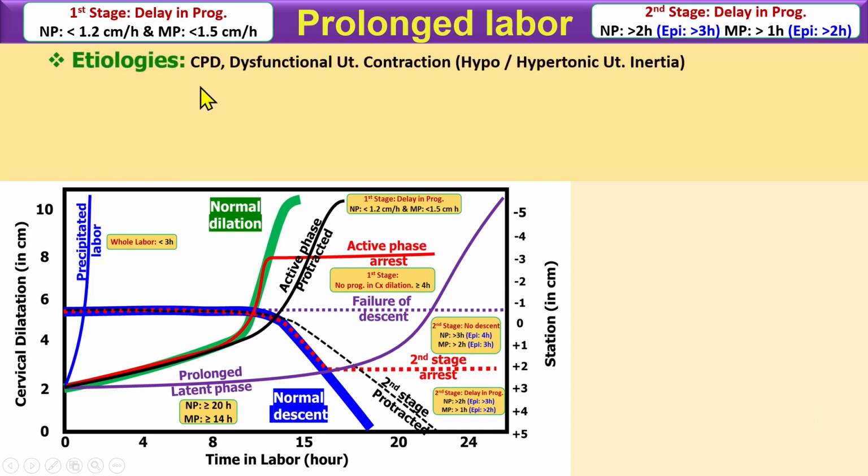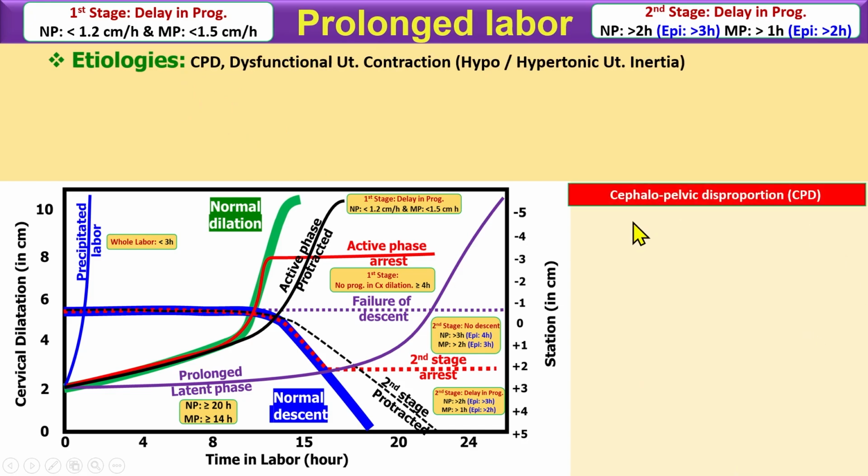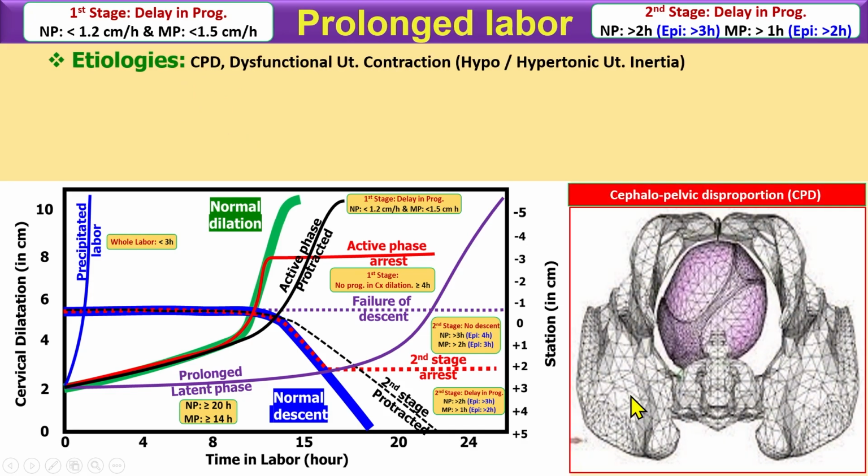In the etiology, number one is CPD, meaning cephalopelvic disproportion. Here is the pelvis, and here is the cephalic part of the fetus. If it's not appropriate, this leads to prolongation of labor, and eventually it leads to arrest of labor.